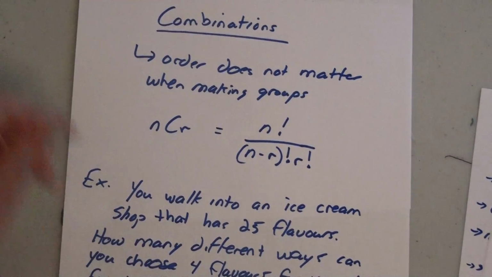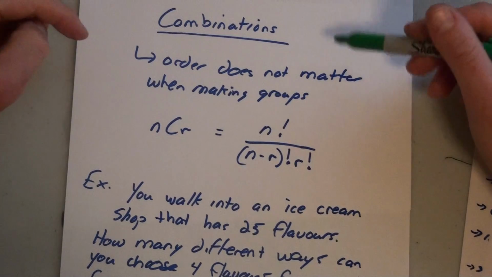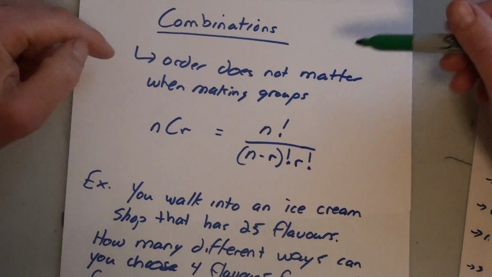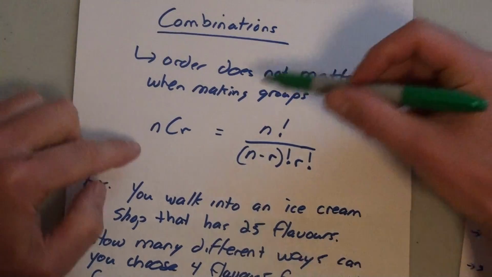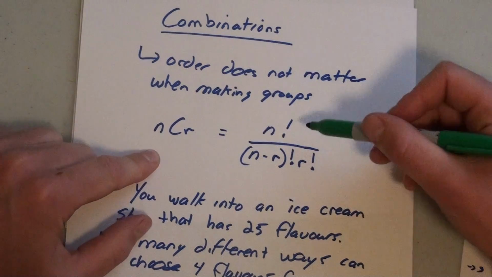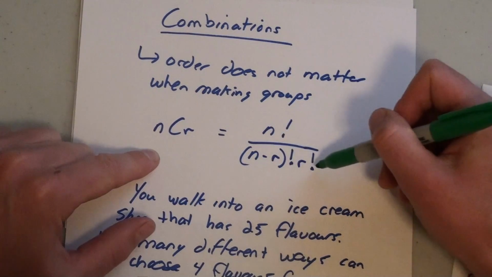This lesson's on combinations. Combinations are a lot like permutations. It's a way of calculating how many different groups you can make, but in this case, the order of your objects does not matter. It's nCr on most calculators. If you don't have that button, it'd be n factorial divided by n minus r factorial and another r factorial.